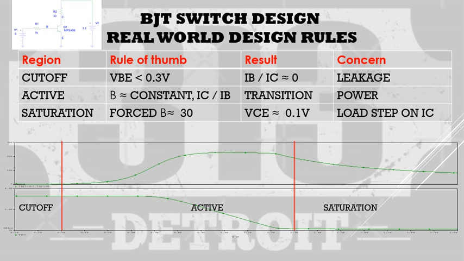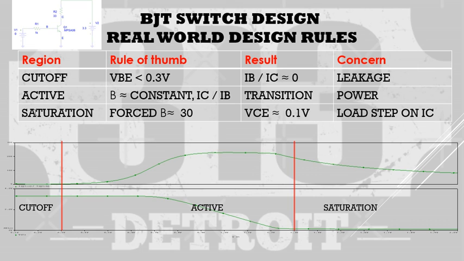We need solid design rules, and I'm going to summarize right now how to go from cutoff into saturation without having any problems. Number one, cutoff region in the real world. If you keep your base emitter junction below 0.3 volts, even at 100 degrees C, you're going to have no collector current to speak of. The only concern we would have here is leakage, right? We always have to be aware of leakage and if it's going to impact our circuit.